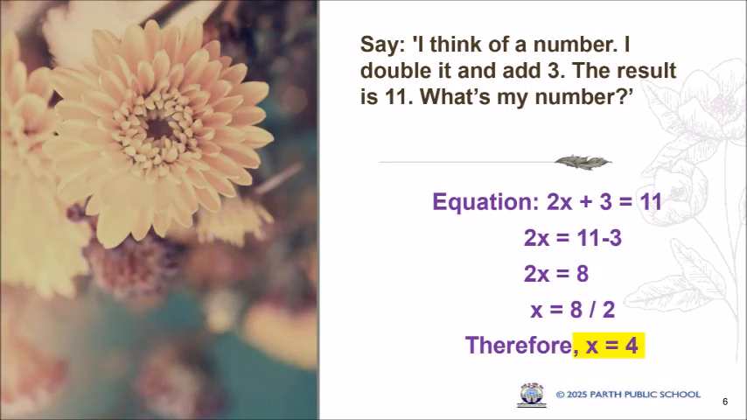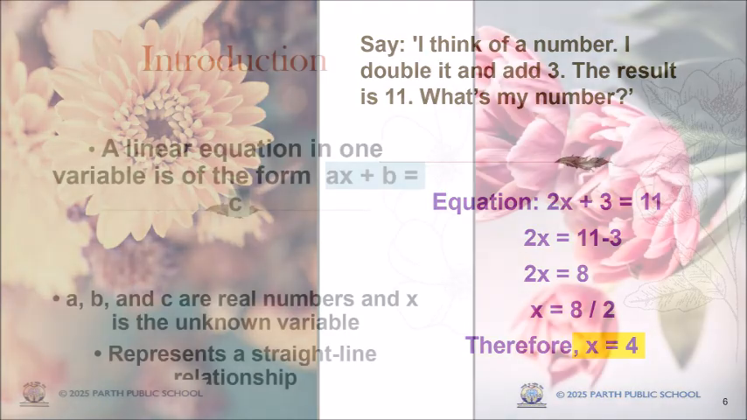Now when I divide 8 by 2, it will come to 4. So my answer will be 4. So the value of x is 4 here. That means the number which I have to think of is equal to 4.